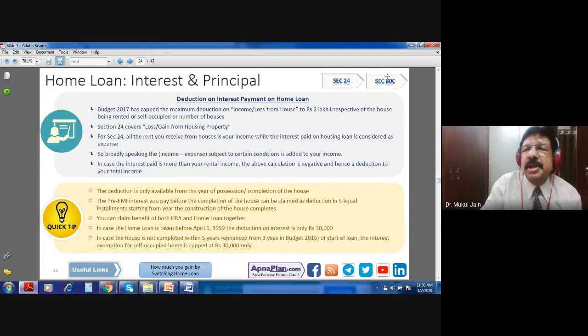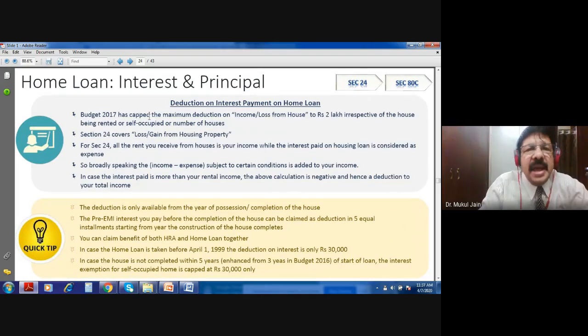So the total limit of 80C is 1.5 lakh. Principal is also a part of that 1.5 lakh under section 80C. But section 24 is for the interest amount. What is the interest limit? Here the limit is around 2 lakhs. It is written that Budget 2017 has capped the maximum deduction on income or loss from house property to rupees 2 lakh, irrespective of the house being rented or self-occupied or the number of houses.